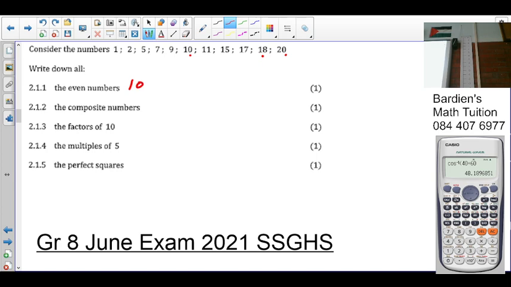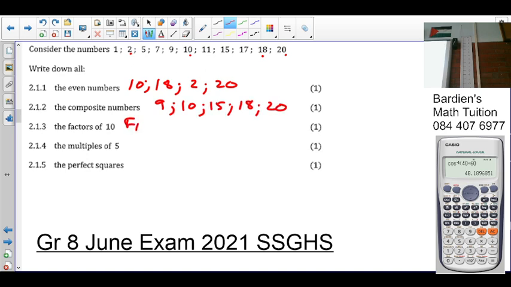Is that correct? And 2. Right, nice. I would have lost that mark because I left out one number. The composite number. What's a composite number, people? It's a number that has more than 2 factors. A prime number has only 2 factors. So the composite numbers here, of course, are going to be 9, 10, 15, 18 and 20.